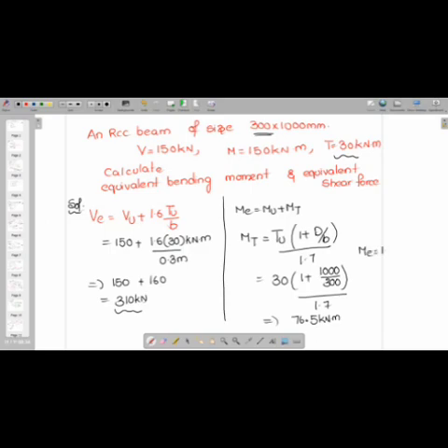Now, what will be the equivalent moment? Equivalent moment is equal to ultimate moment plus moment due to torsion. Ultimate moment is 150 and moment due to torsion is 76.5. And this will be equal to, equivalent moment is how much, sir? 226.5 kilonewton meter.